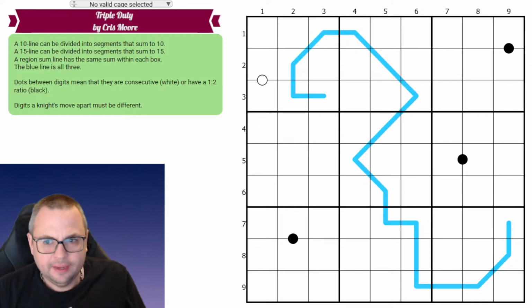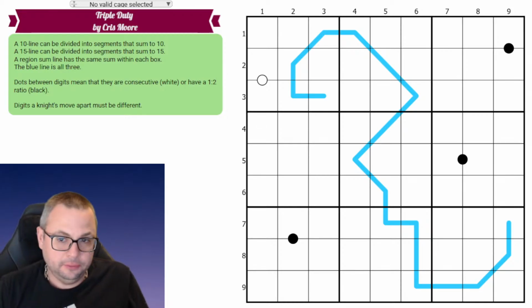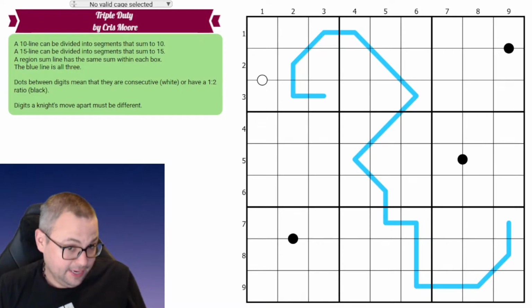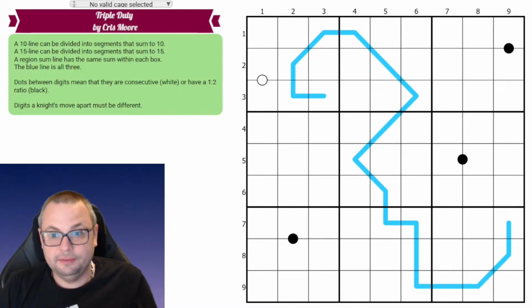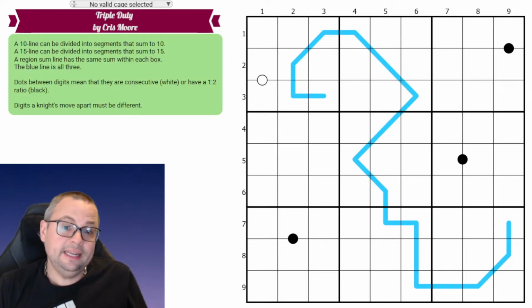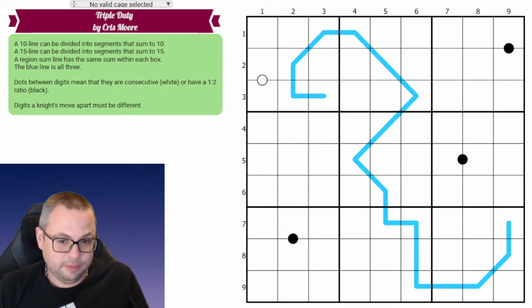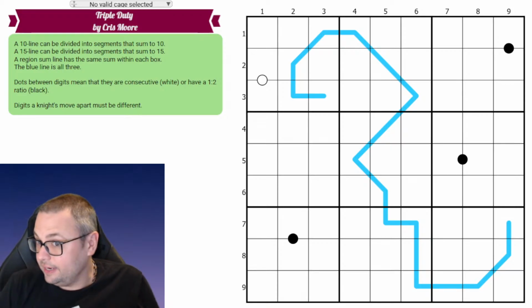So this is a Chris Moore puzzle. We have a blue line here that is simultaneously a 10 line, meaning it can be divided into sums to 10, a 15 line, meaning that it can be divided into sums of 15, and a region sum line, meaning that it has the same sum within each box. So if we make the region sum 15, that would be very convenient.